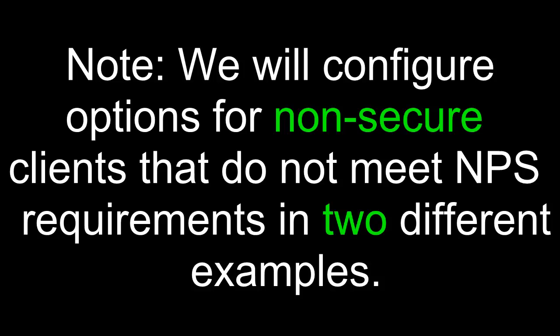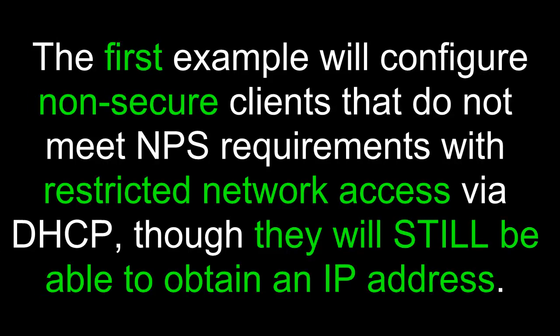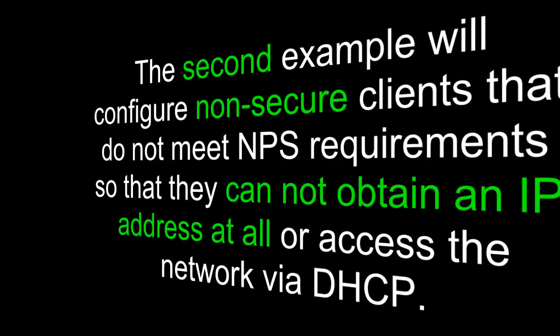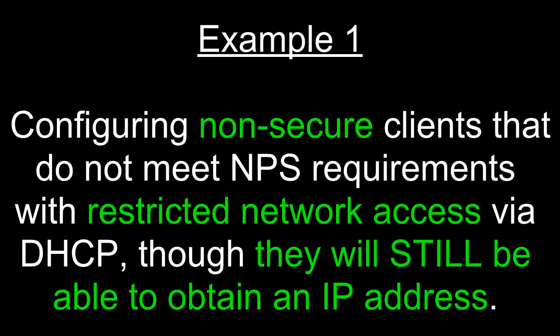Note, we will configure options for non-secure clients that do not meet NPS requirements in two different examples. The first example will configure non-secure clients that do not meet NPS requirements with restricted network access via DHCP, though they will still be able to obtain an IP address. The second example will configure non-secure clients that do not meet NPS requirements so that they cannot obtain an IP address at all or access the network via DHCP. We'll begin with example 1, configuring non-secure clients that do not meet NPS requirements with restricted network access via DHCP, though they will still be able to obtain an IP address.